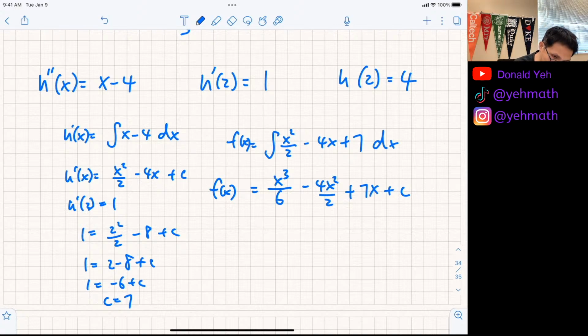Again, I can figure out 4 is equal to f of 4. So it's going to be 2 to the third power, which is 8, over 6, minus 2 to the second power is 4, 4 times 4 is 16, 16 divided by 2 is 8, plus 14 plus c. Let me know if you have any questions.